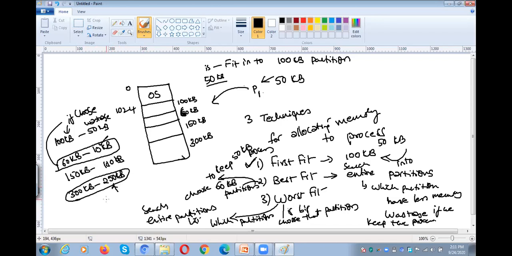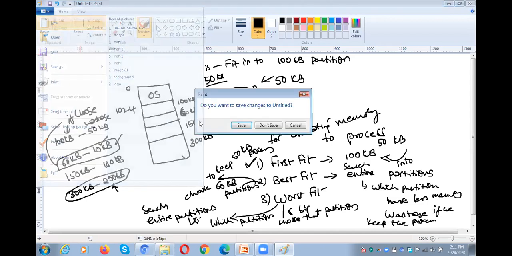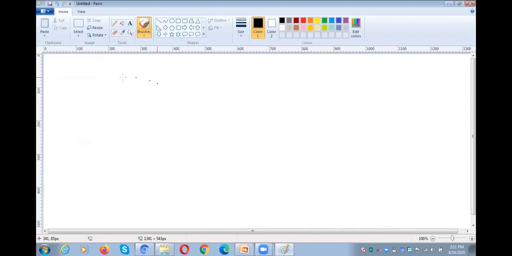Among the three, which one is the best one? Best fit is the best one. Why? Because in the best fit only 10 KB of wastage is there. If you go for the first fit, 50 KB of internal memory is wasted. If you go for the worst fit, 250 KB of internal memory is wasted. Okay, I will give you one more problem.